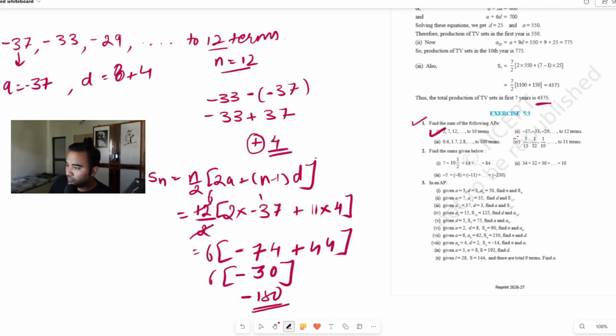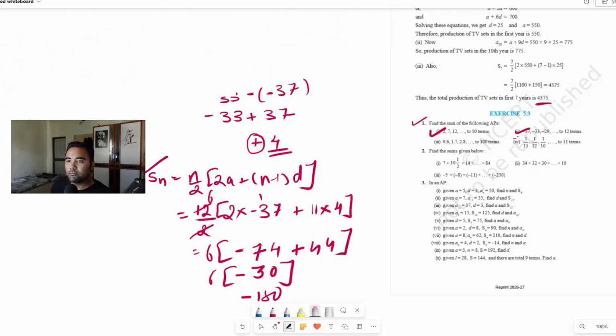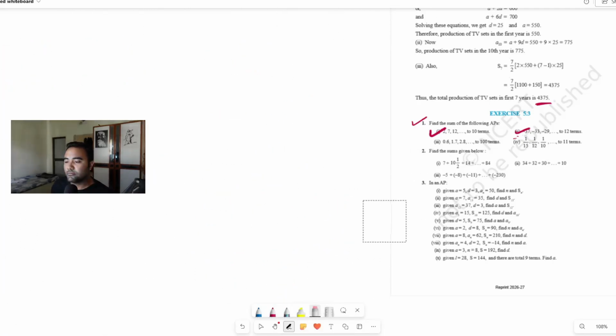Second one, not the first one, second one. This is how you will do all the questions. All right. Because all the rest of them are very similar. Find the sum. So you only need to use this formula. We'll come to the second one. Let me just erase this. All right, let's move on to question number 2.